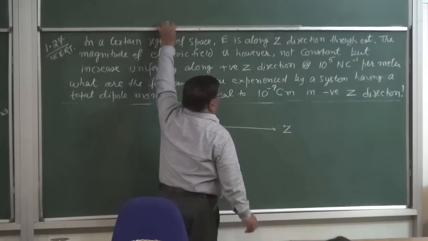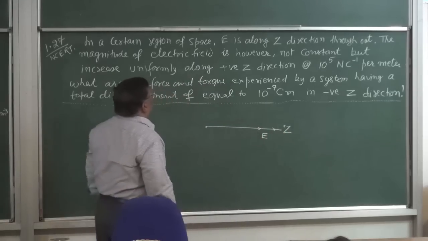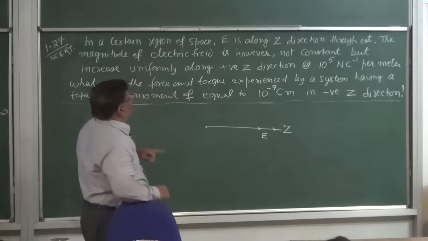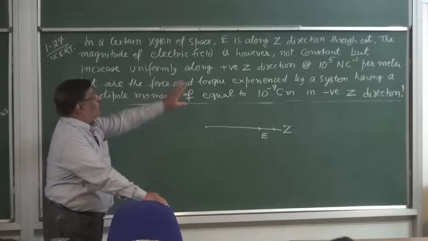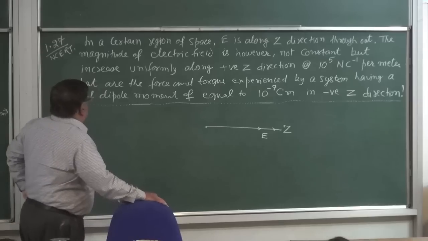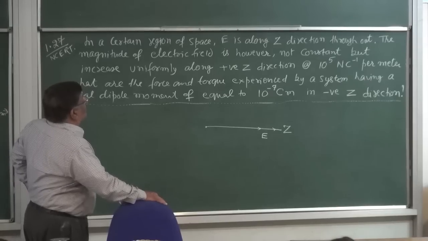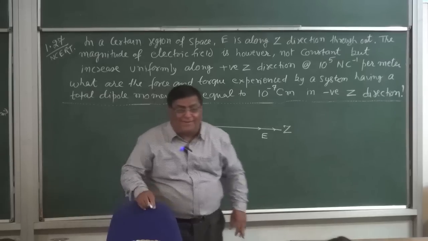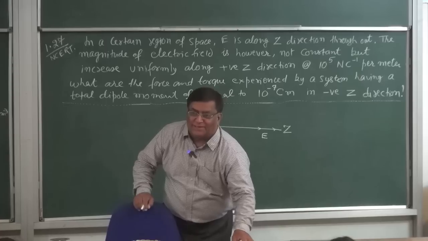So we have electric field here in z direction, and electric field is in this direction. This increases, every 1 meter this electric field increases by the amount 10 to the power 5 Newton per coulomb. What are the force and torque experienced by a system having a total dipole moment equal to 10 to the power minus 7 coulomb meter? Here cm is not centimeter. This is coulomb meter. Okay?